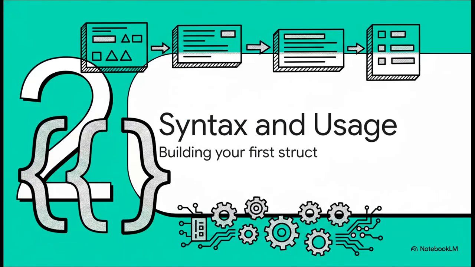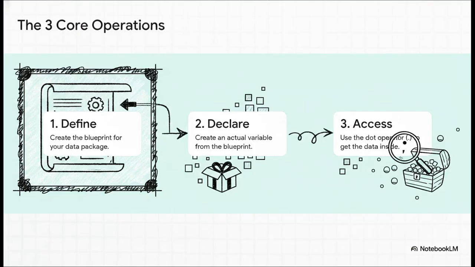All right, so we get the what and the why. Now let's jump in and see how we can actually use a struct in our code. Working with structs really just boils down to a simple three-step dance. First, you define the structure itself. That's the blueprint. Second, you declare a variable using that blueprint. And third, you access all the good stuff inside it. Let's break down each step.